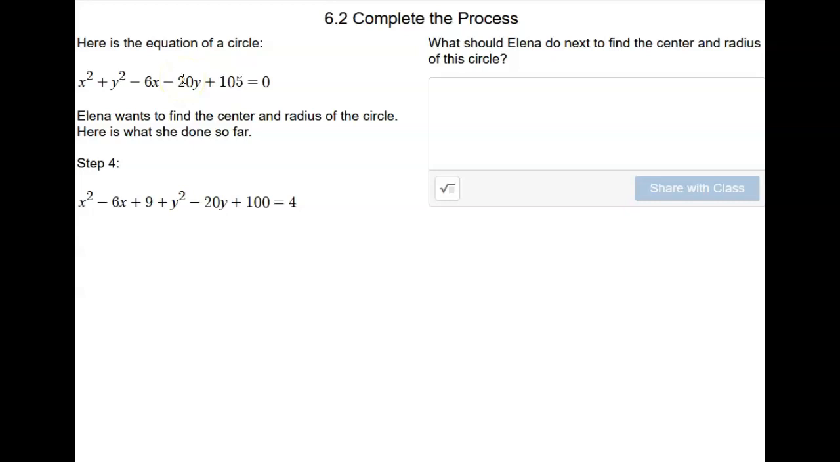We want to now find the center and the radius of this circle. But in order to do that, remember, the equation for our circle has to look like this: (x - h)² + (y - k)² = r². A² + b² = c². This is just the Pythagorean theorem in disguise. So how do I get this to look like this?